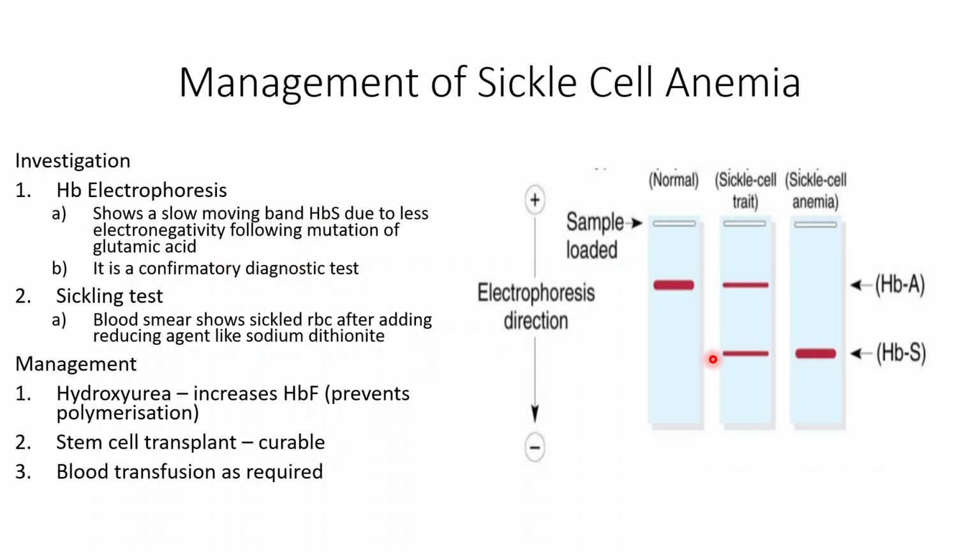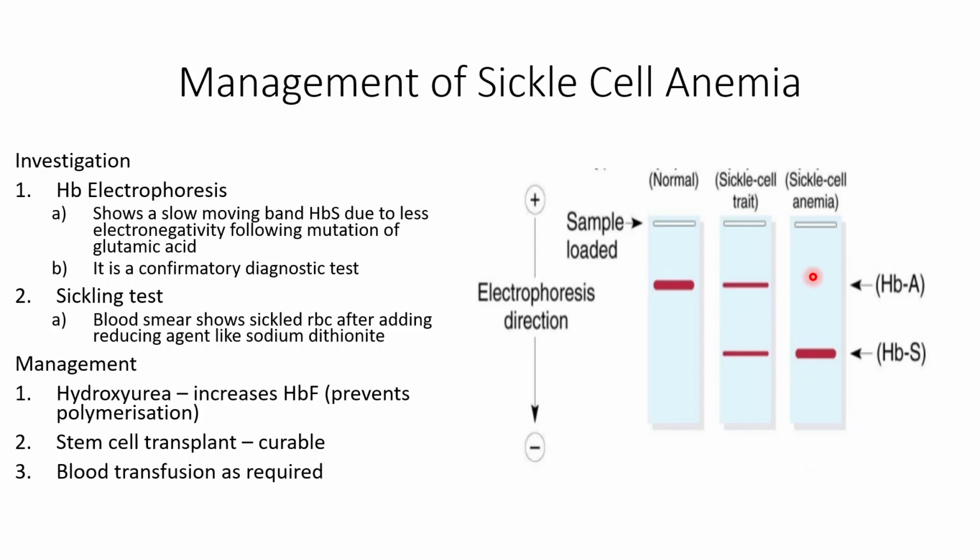So when we have sickle cell trait, we have normal hemoglobin A, and we have hemoglobin S which is separated out. When you compare it with hemoglobin A which is normal, we can see one band over here. Oh sorry, that band corresponds to hemoglobin A. But we also have another band which is hemoglobin S, which is further from the hemoglobin A.